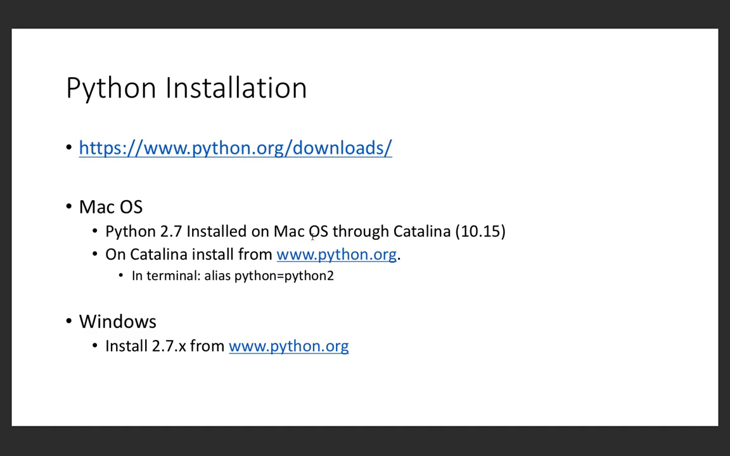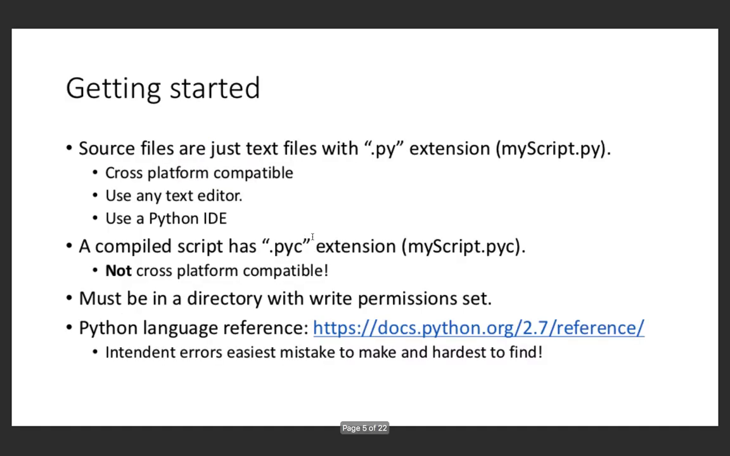You do that with a simple alias terminal command, and there's more details on how to do this on the Python website. Now if you're using Windows, Windows does not come with any Python installed in it, so you will need to install it if you don't already have it installed. And here again, you can install the latest 2.7 version from python.org.